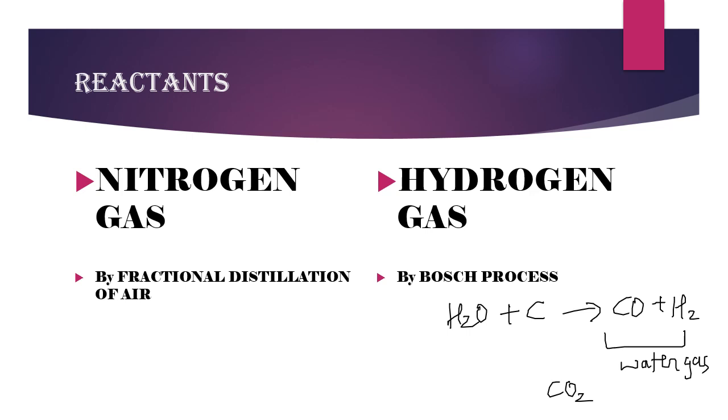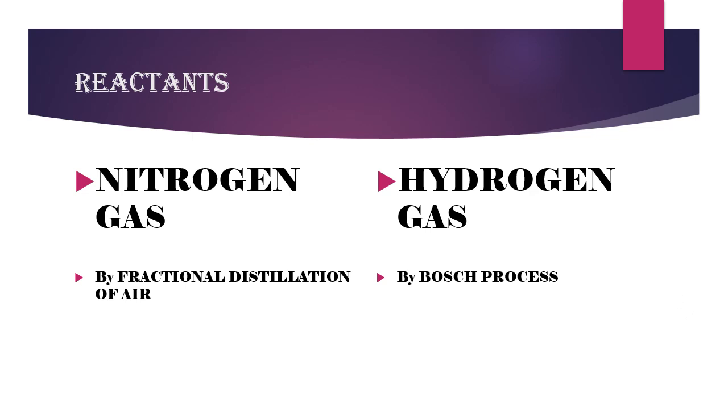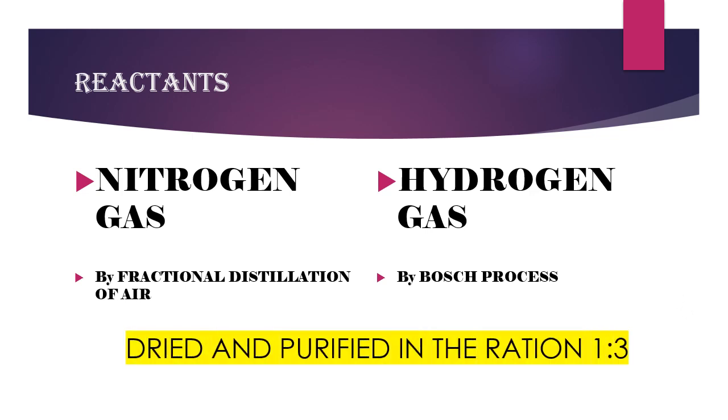But remember here, when you are using both nitrogen gas and hydrogen gas, they should be very pure and dried, free from moisture. And you are using them in the ratio 1:3. 1 volume of nitrogen requires 3 volumes of hydrogen. How do you know this? By the balanced equation, N2 plus 3H2 gives you 2NH3. Okay, so we'll see what happens if it has impurities. We'll see that.